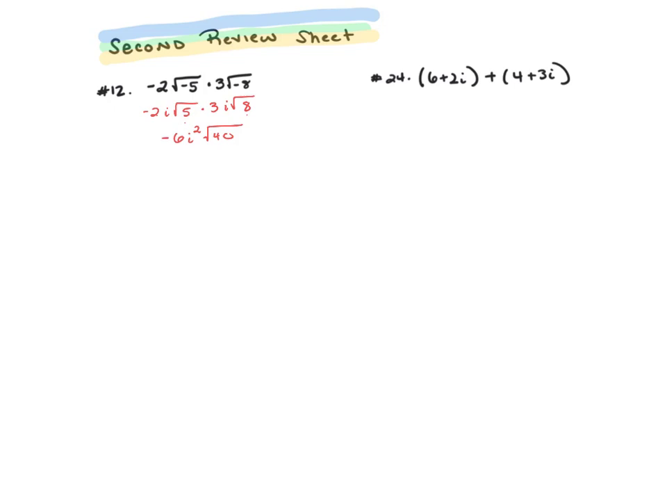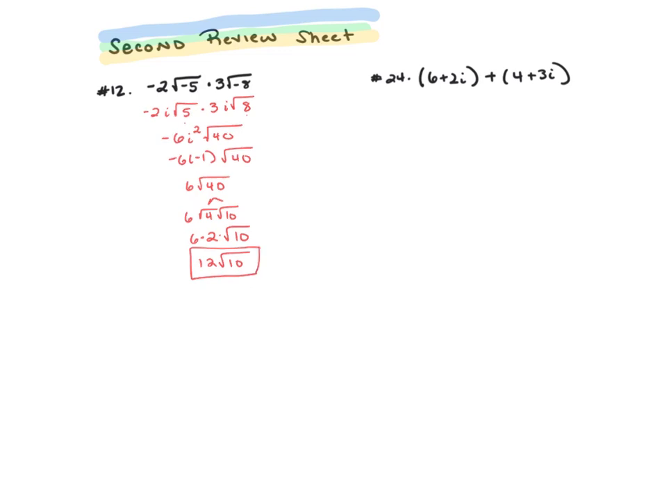Great. So negative 6 times i squared is the same thing as negative 6 times negative 1. So really I have a positive 6 on the outside. Root 40, the largest perfect square that goes into that, is 4 with 10 left over. So this is 6 times root 4, which is 2, times root 10. So my final answer is positive 12 root 10.